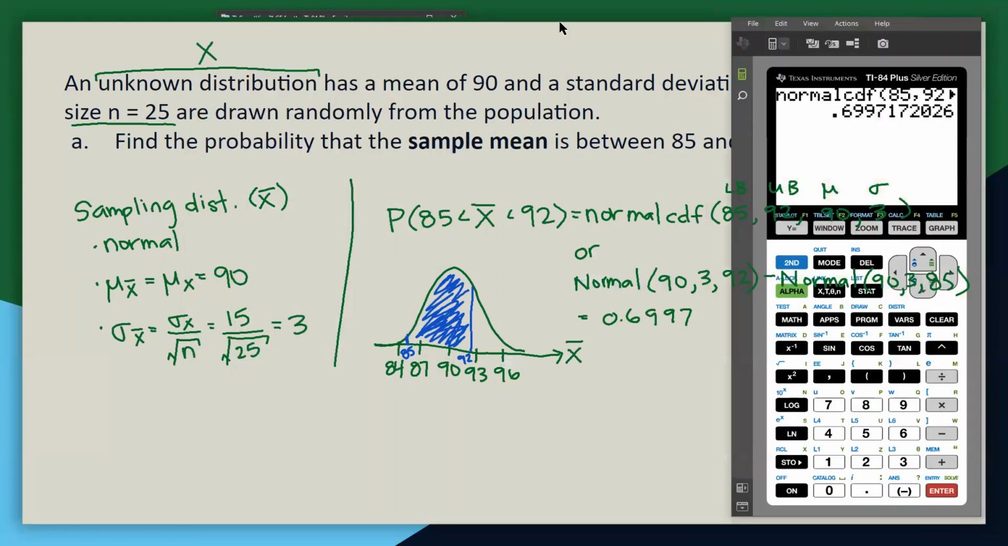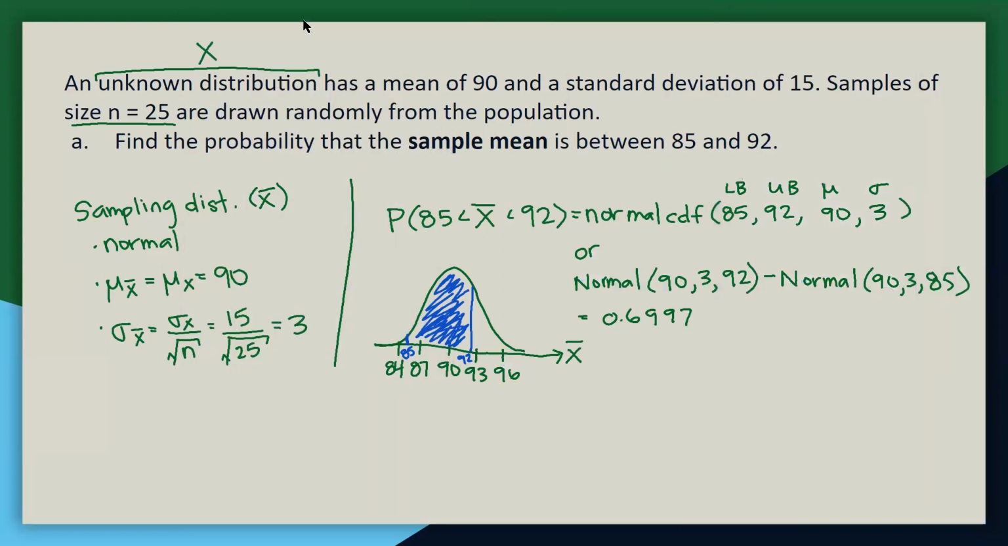In terms of our picture, that kind of makes sense. We can see from our picture down here that that blue shading is a decent chunk of that curve, so that we're getting a probability that's bigger than 0.5 makes sense. So that means if I'm pulling samples of size 25 from the population, there is a 69.97% chance that one of those samples is going to produce a sample mean between 85 and 92.